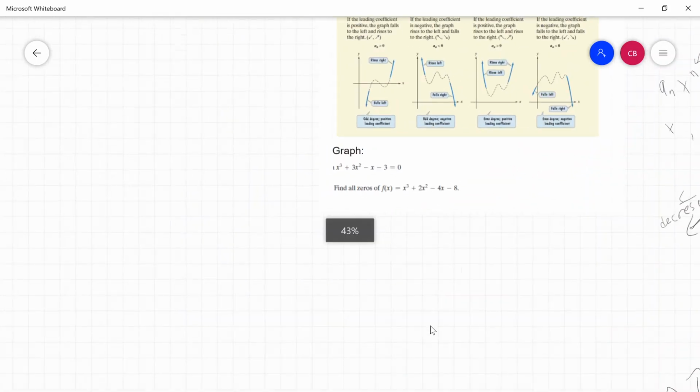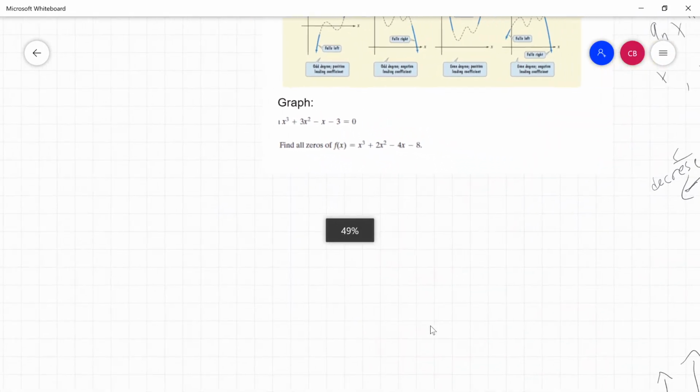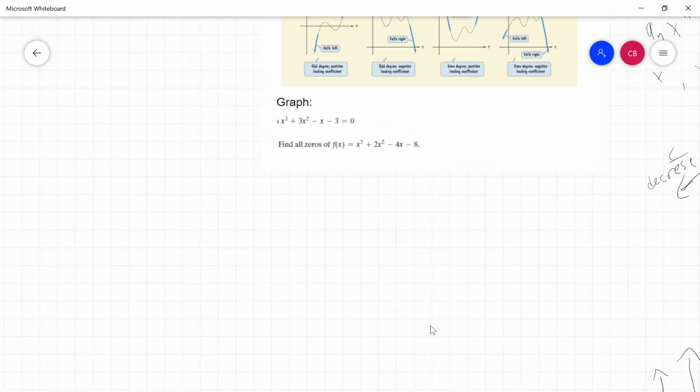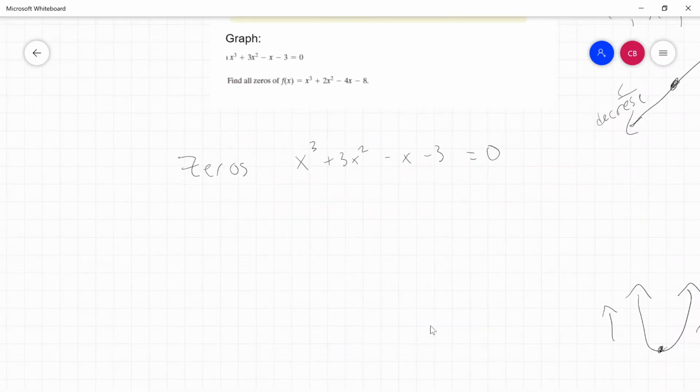So we're going to actually graph one of these. Let's get the zeros of this thing, and you might wonder how. X to the 3rd plus 3x squared minus x minus 3 equals 0. Well, we're going to use grouping, so let's separate this. This is x squared, x plus 3. And we can factor out a negative 1, x plus 3.